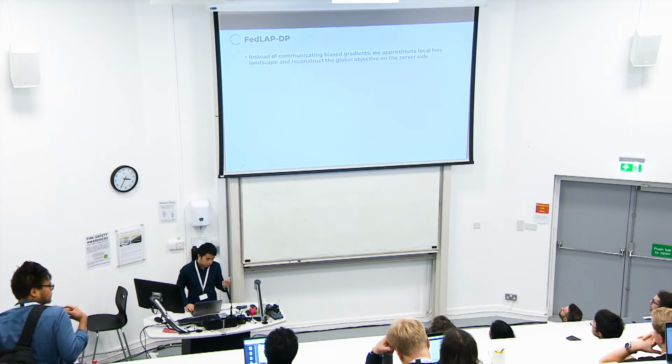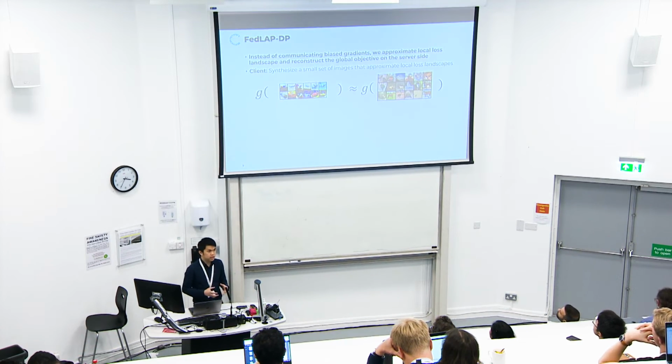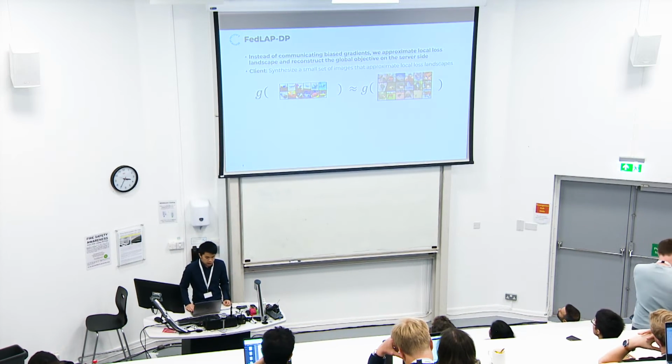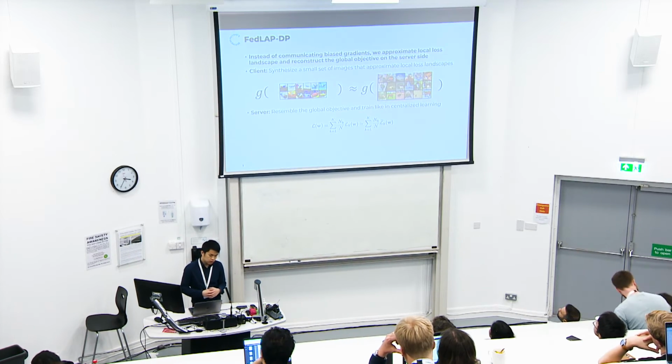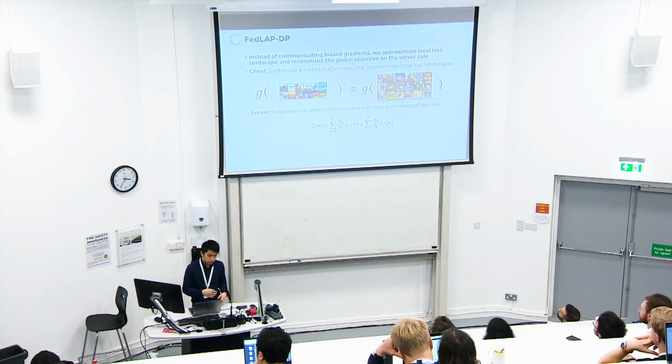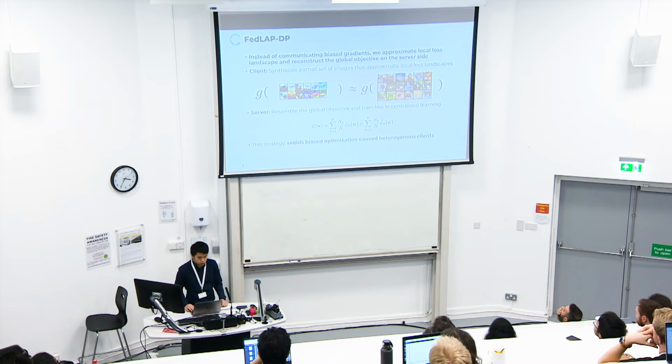The idea is that since the gradients could be biased because of the biased local data set, we try to communicate the local loss landscape. We can actually synthesize a small set of images that will deliver gradients similar to the ones generated by real images. In each communication round, the clients just send these images to the central server. And once the central server receives these synthetic images, it can train the model as in centralized learning. With such a strategy, we can avoid biased optimization caused by non-IID data or by gradients in DP-SGD.